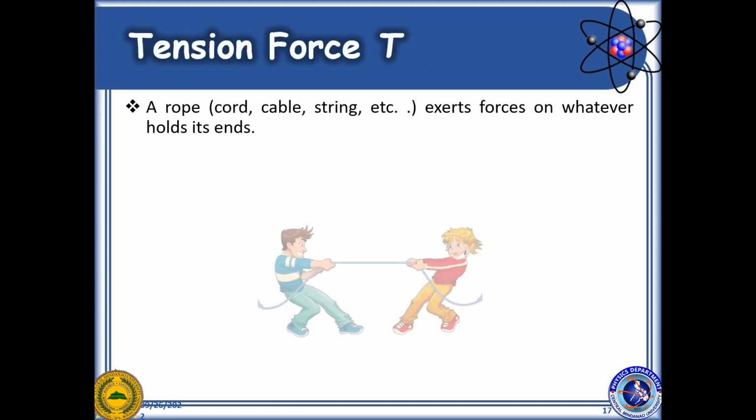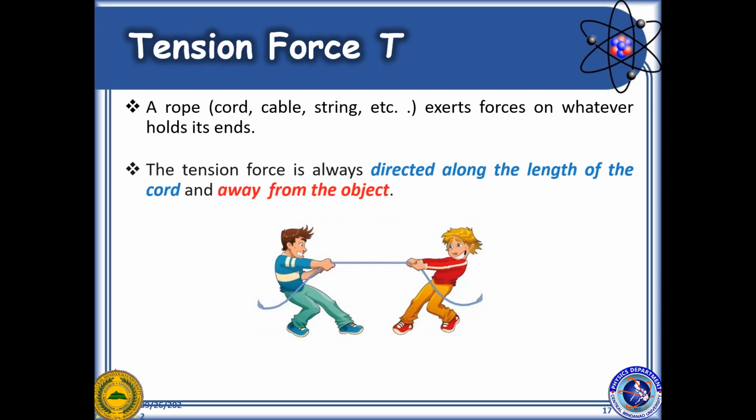And then we have the tension force denoted by capital letter T. It is the force that is associated with a rope, cord, cable, string, and the like to whatever it holds. Take note that the tension force is always directed along the length of the cord and away from the object.